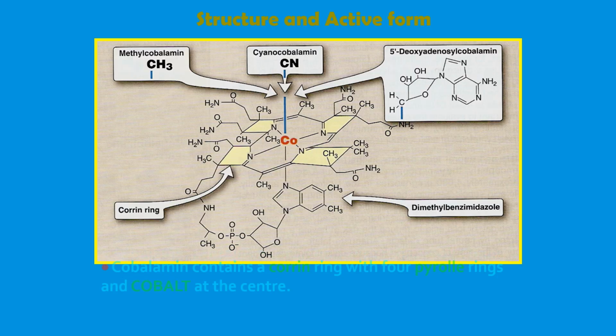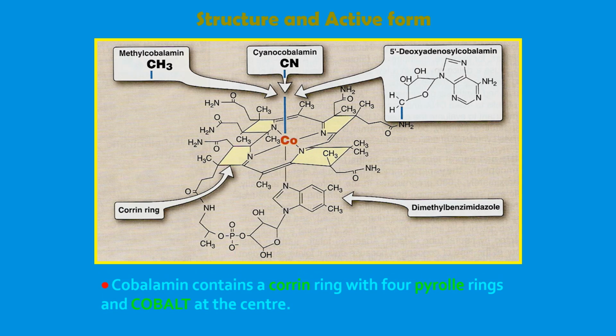So finally, we can talk about vitamin B12. So vitamin B12 is quite a complex ring. The structure is quite complex. It contains what we refer to as a corrin ring. And this corrin ring is made up of 4 pyrrole rings. We can see the pyrrole. This is 1, 2, 3, 4, the 4 pyrrole rings. And at the center, we have cobalt. So we refer to this as cyanocobalamin.